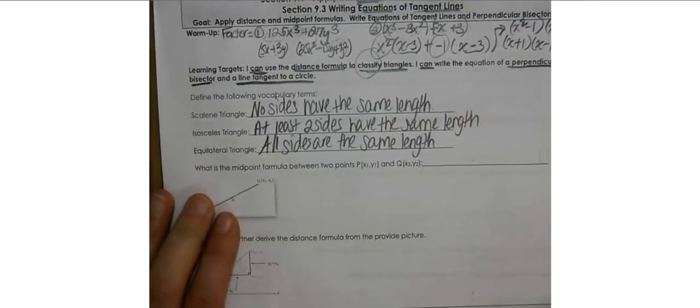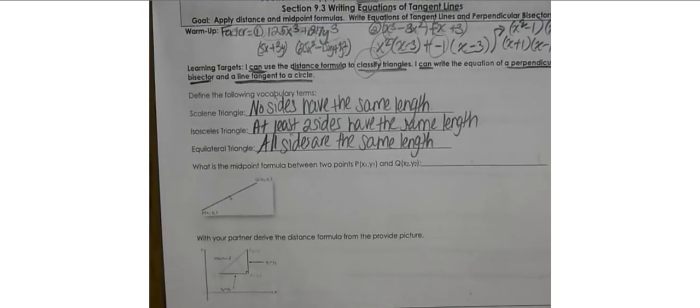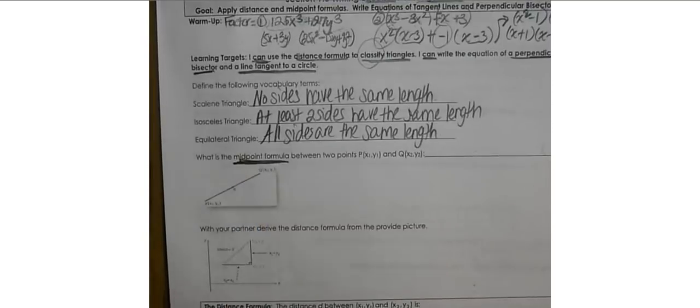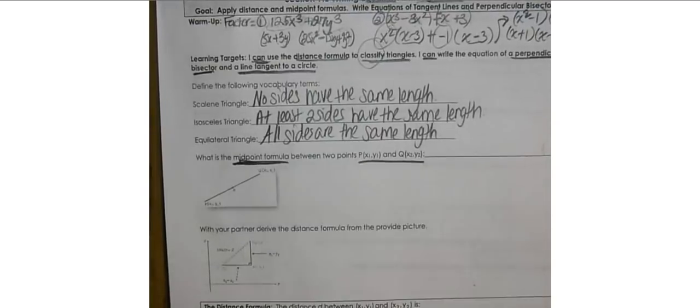So now what we're going to do is refresh our memories on a few different ideas that come with working with triangles and working with different points. And the first one is the midpoint formula. Now the midpoint formula represents a middle point of a segment. So what is the midpoint formula between 2 points? We're going to call those points P being x1, y1, and Q being x2, y2.